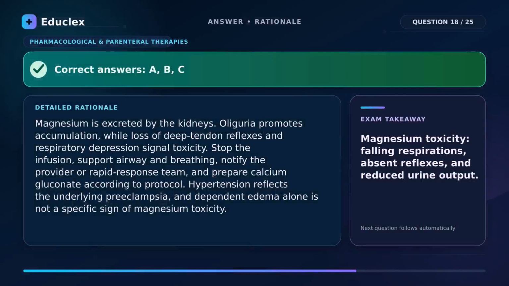The correct answers are A, B, and C. Here is the rationale. Magnesium is excreted by the kidneys. Oliguria promotes accumulation, while loss of deep tendon reflexes and respiratory depression signal toxicity. Stop the infusion, support airway and breathing, notify the provider or rapid response team, and prepare calcium gluconate according to protocol. Hypertension reflects the underlying preeclampsia, and dependent edema alone is not a specific sign of magnesium toxicity. Exam takeaway. Magnesium toxicity, falling respirations, absent reflexes, and reduced urine output.